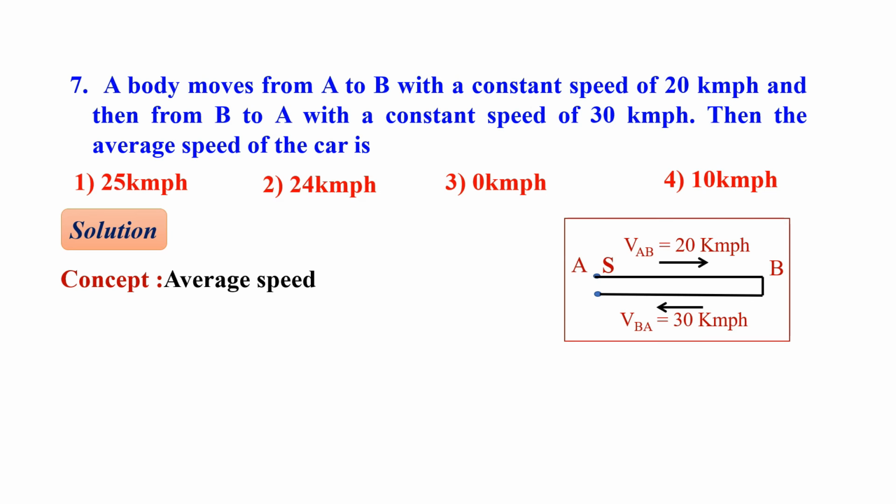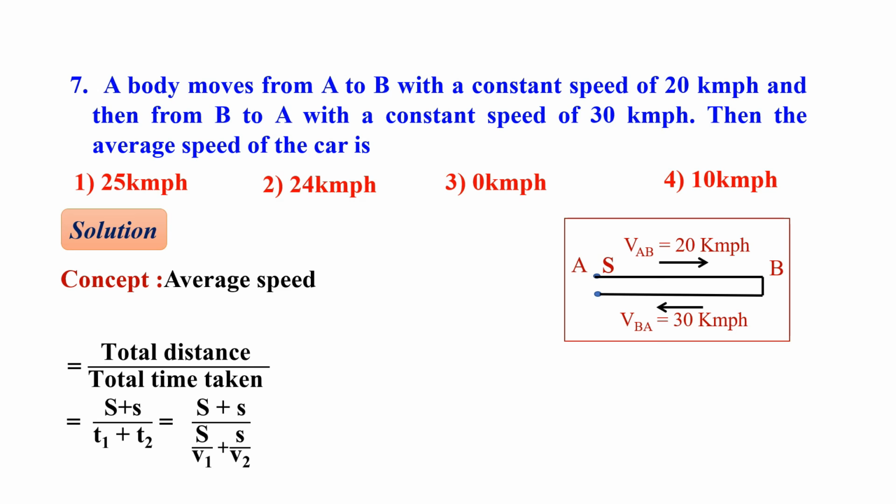A body moves from A to B with a constant speed of 20 km per hour and from B to A at 30 km per hour. VAB is equal to 20 km per hour and VBA is equal to 30 km per hour. So, average speed is equal to total distance by total time taken, that is S plus S by T1 plus T2. T1 plus T2 can be written as S by V1 plus S by V2.